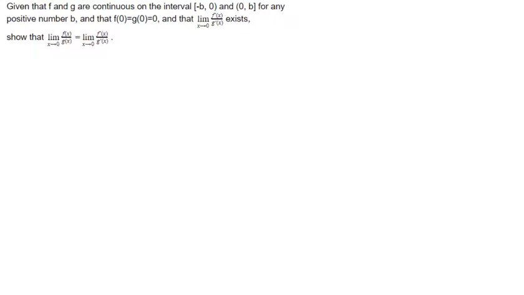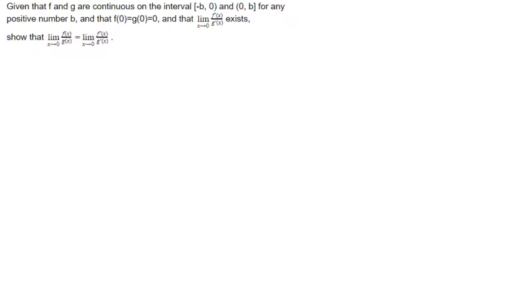f and g, and we know that if you evaluate each of these functions at 0, you will get 0. And we know that they are continuous somewhere. B is somewhere around 0, so b is a positive number, but it could be really, really small, really close to 0. And we would like to show that if you have the limit as x goes to 0 of the quotient of these two functions, this equals the limit as x goes to 0 of the quotient of these two functions' derivatives, provided that this limit exists.